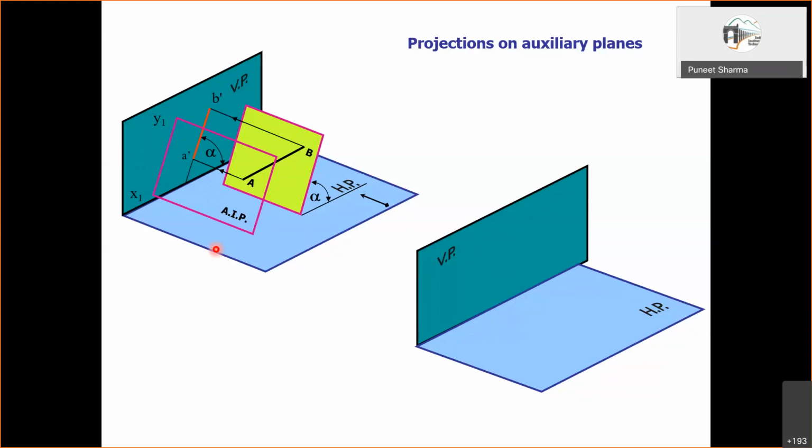Okay, let me repeat. Usually what we did for obtaining the front view and top view, after obtaining the top view, we rotate the horizontal plane, align it with the vertical plane, so that this becomes a single plane. That is what we have been doing for all the problems so far. For this case, again, we can project this on this AIP, and then the view obtained on this AIP can be rotated about this x1, y1, and then this can be aligned with the vertical plane.